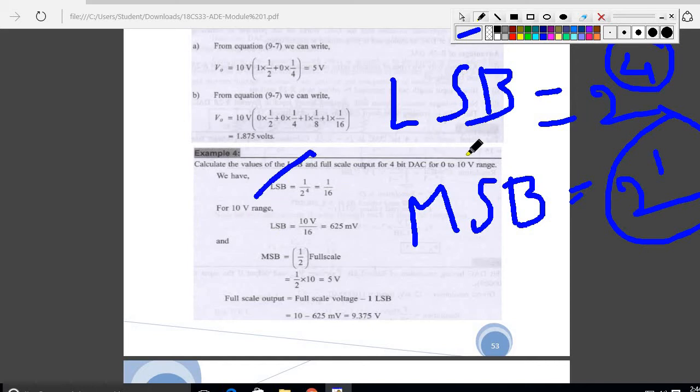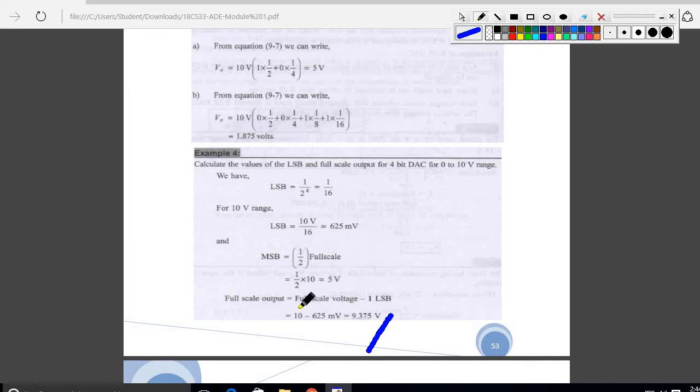So what is the range of this voltage? It is 10 volts. So 10 divided by 16. So this is whatever LSB. Okay, and next, MSB is what? Again here 2 power 1 is what? 2, right? So 1 by 2 and 10 into this is 5 volts. Okay, full scale voltage is how much? 10 volts. So for the full scale output voltage, you have to take the full scale voltage 10 minus the LSB quantity. In this way you have to find it out.